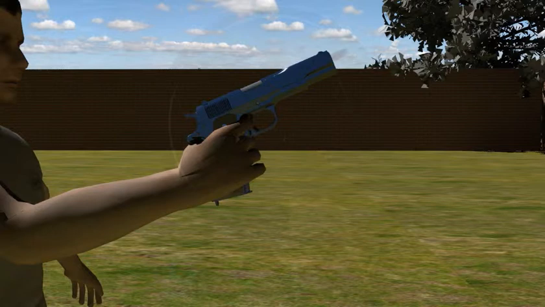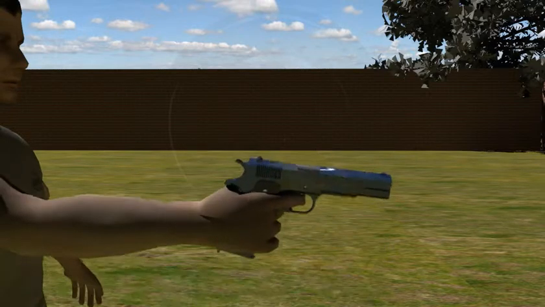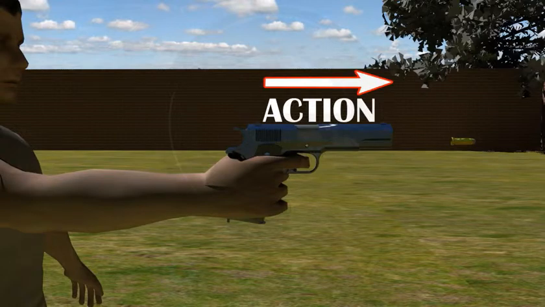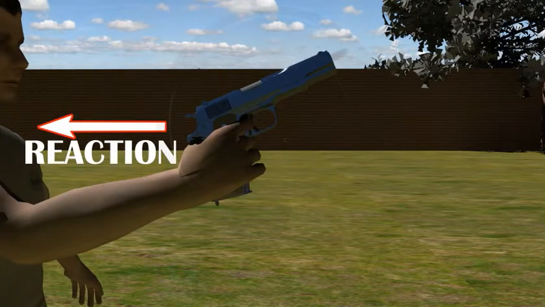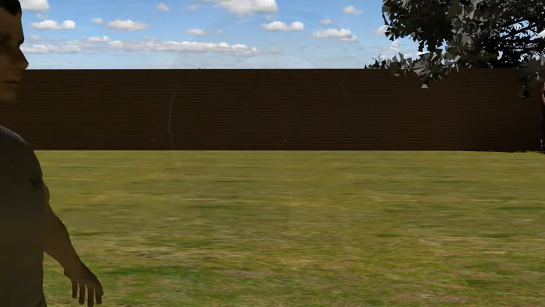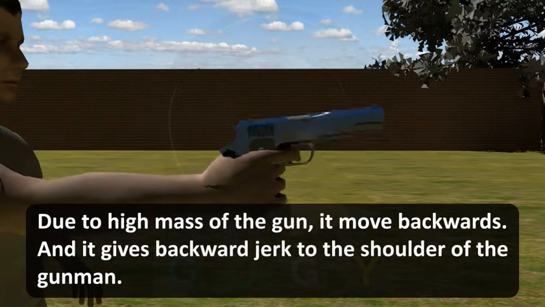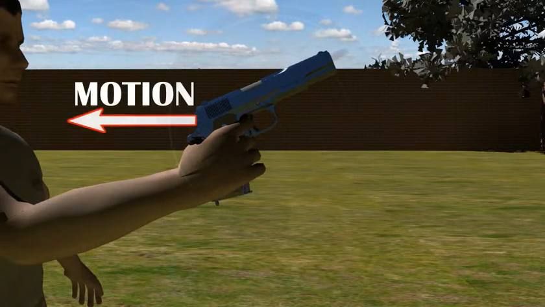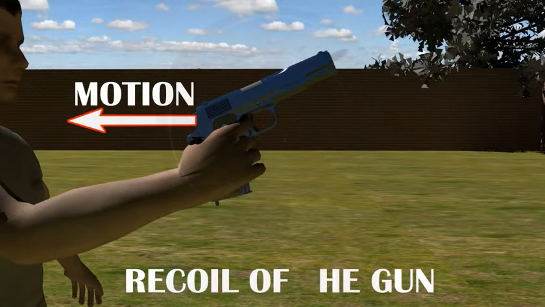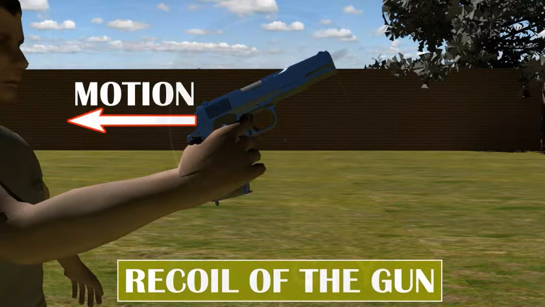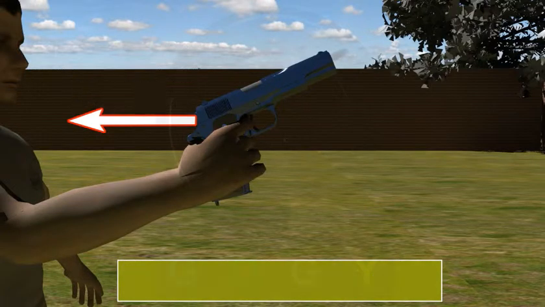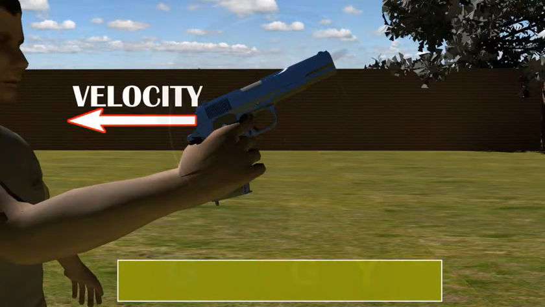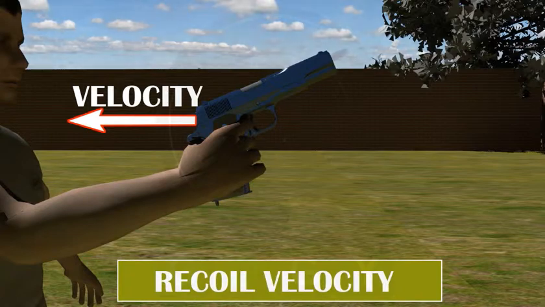forward. Can you give the reason for backward movement of gun? When a bullet is fired from a gun, the force sending the bullet forward is equal to the force sending the gun backward. Due to the high mass of gun, it moves backward and it gives backward jerk to the shoulder of the gunman. This backward motion of the gun is called the recoil of the gun. The velocity with which the gun moves backwards is called the recoil velocity.